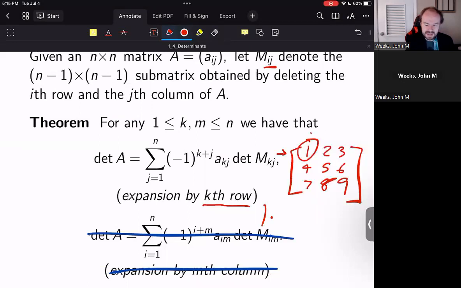And now I'm going to take this column and this row, and I'm going to delete them out. And then I'm going to take this determinant, 5, 6, 8, and 9. And that's going to be my way to start taking this determinant. Then I do this again.